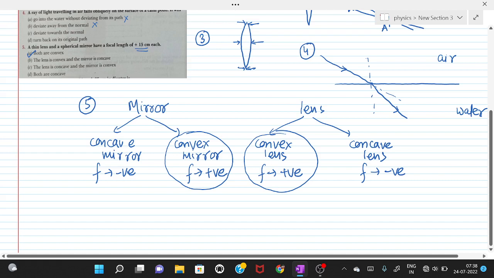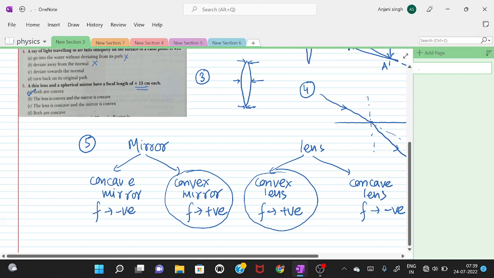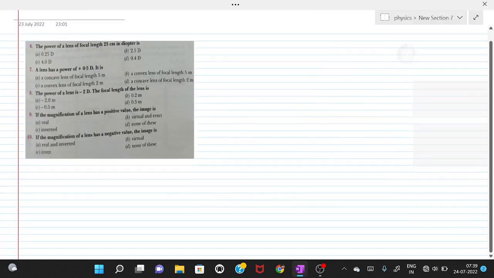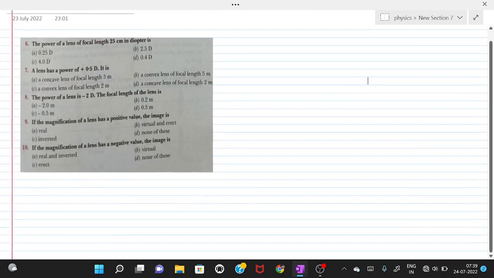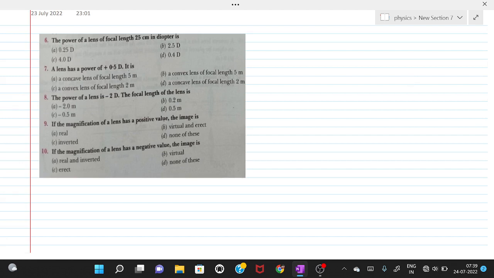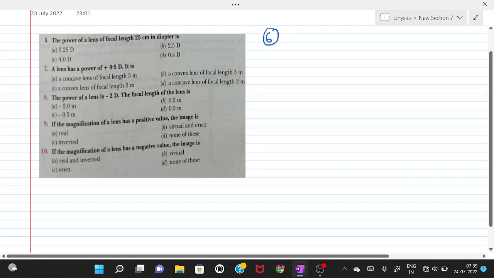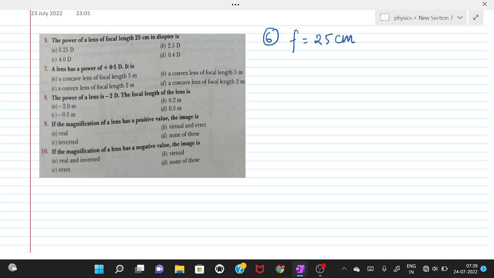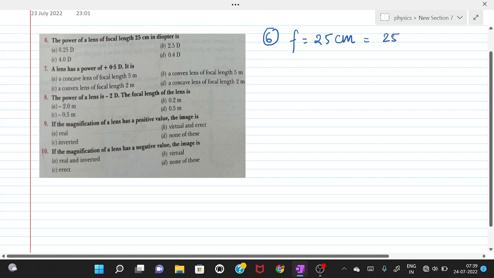Okay, so now we are going to see question number 6. The question is: the power of a lens of focal length 25 centimeter, in diopter, is? What is the focal length given? Focal length given is 25 centimeter, and whenever we have to find the power of a lens, we have to put the focal length in meter. So 25 centimeter is equal to 25 by 100 meter, or 0.25 meter.